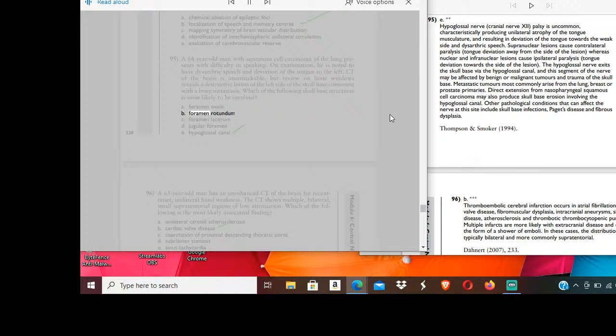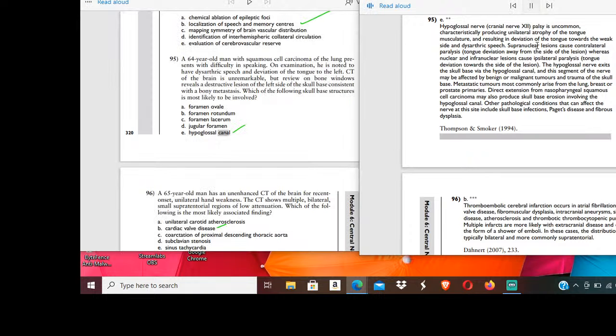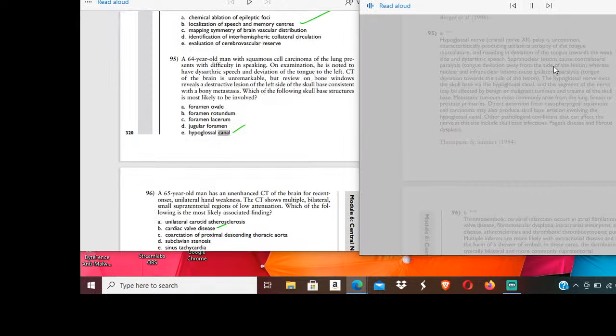A. Foramen ovale. B. Foramen rotundum. C. Foramen lacerum. D. Jugular foramen. E. Hypoglossal canal. 95. E. Hypoglossal nerve, cranial nerve 12, palsy is uncommon, characteristically producing unilateral atrophy of the tongue musculature, and resulting in deviation of the tongue towards the weak side and dysarthric speech.